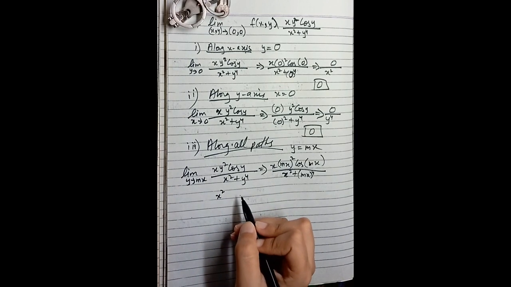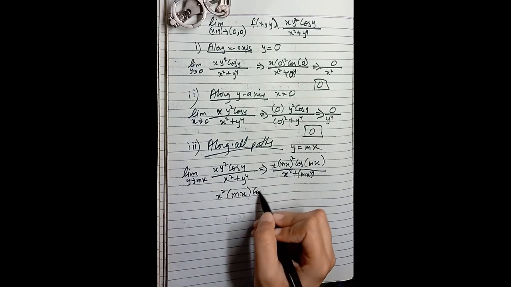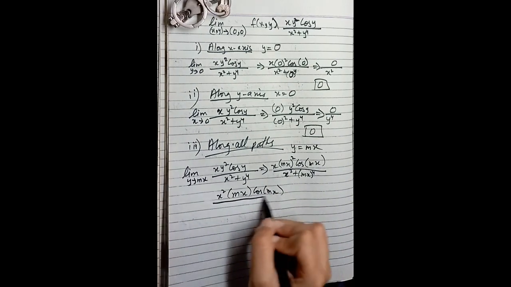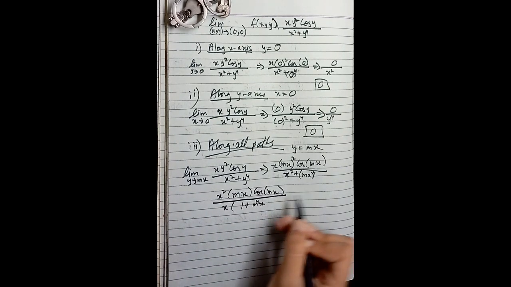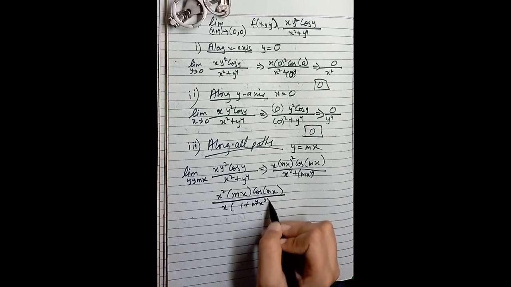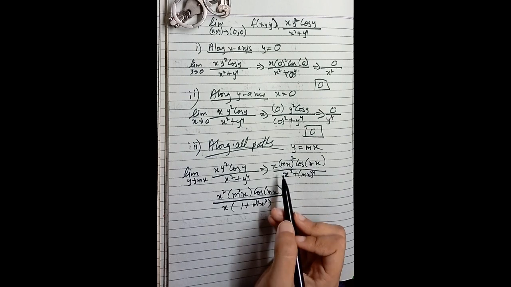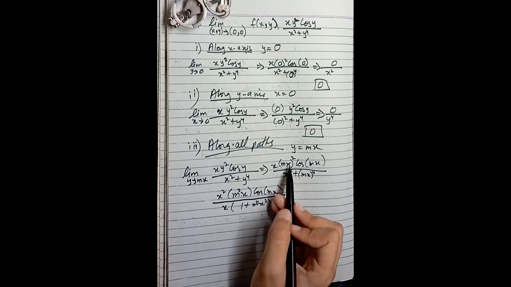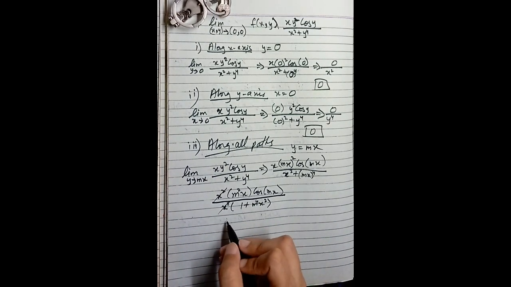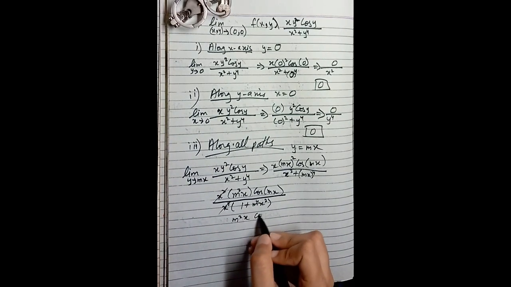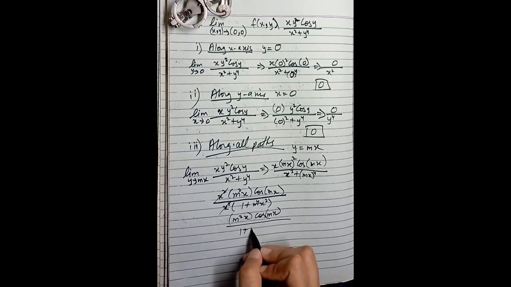We are taking x square common, so our value will be m x cos mx divided by x square into 1 plus mx, and x square will be common, so it will be x square. Here we have m square. Okay, we are taking the x square common, this one x and the one from this x square. So this x will be simplified and we will get m square x cos mx divided by 1 plus m x square.